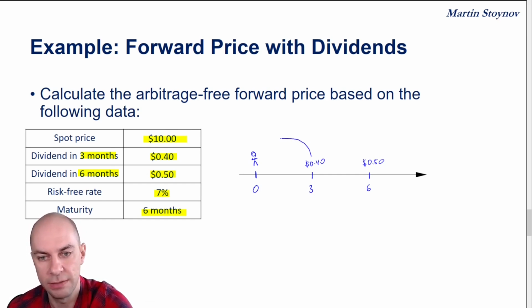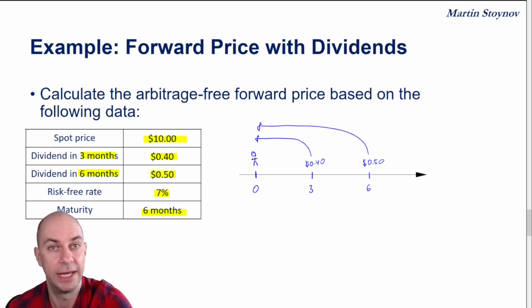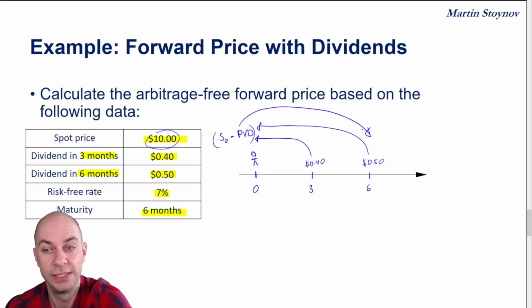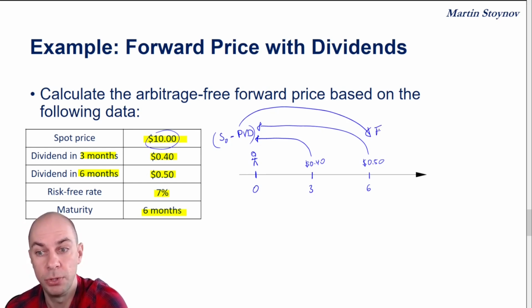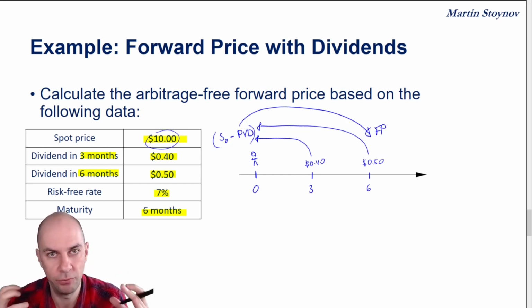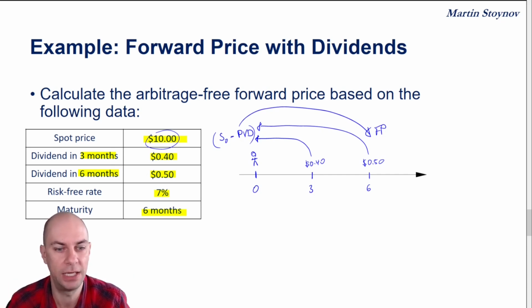So this needs to be discounted back 3 months, and this needs to be discounted 6 months, and then the sum of that would represent our present value of the dividend. Then we're going to take the spot price, which is $10. So we're going to take S0 minus the present value of the dividend. That will then have to be compounded forward 6 months in order to compute our forward price. So that's basically our plan. That's our strategy. If we can now implement that mathematically, we're going to be able to obtain the correct answer.